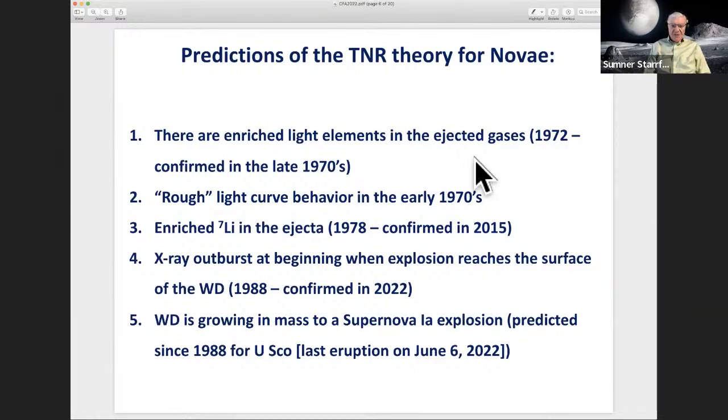The X-ray outburst at the beginning, when the explosion reaches the surface, heats it to high temperatures, and it's luminous for a bit, predicted in 1988, confirmed in 2022 by eROSITA. And finally, the white dwarf growing in mass to a Type Ia supernova explosion. We predicted it in 1988 for U Sco, which had its last eruption on June 6, 2022. And that may actually answer one of Jacco Vink's concerns about the progenitors.